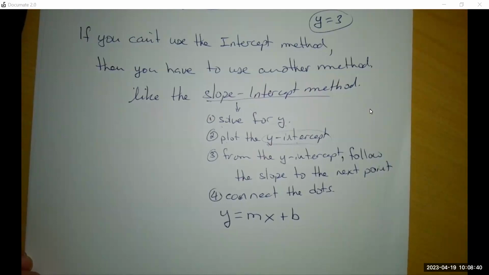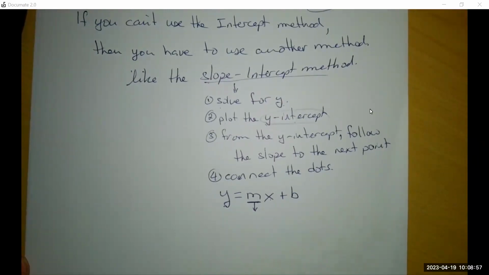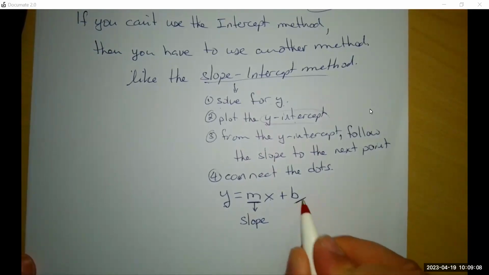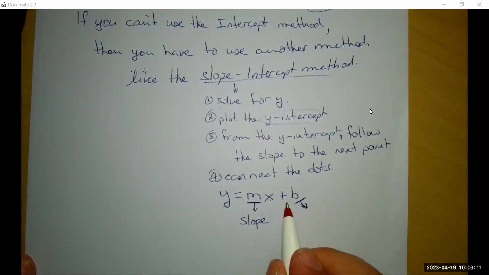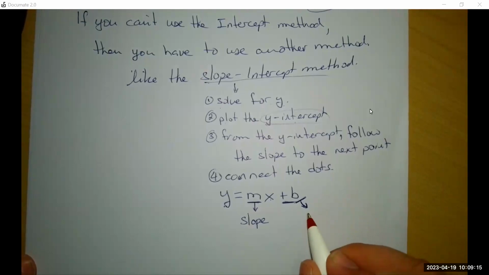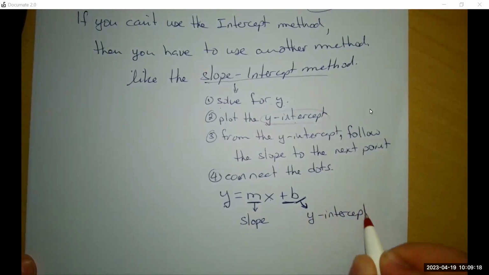We're not going to write any of this stuff down. Now, in here, you should see x and y, right? So this is the y component. This is the x component. M, which we're going to define in the next section, represents the slope. The B part, also the sign of it, represents the y-intercept. Now you see why it's called the slope-intercept method?